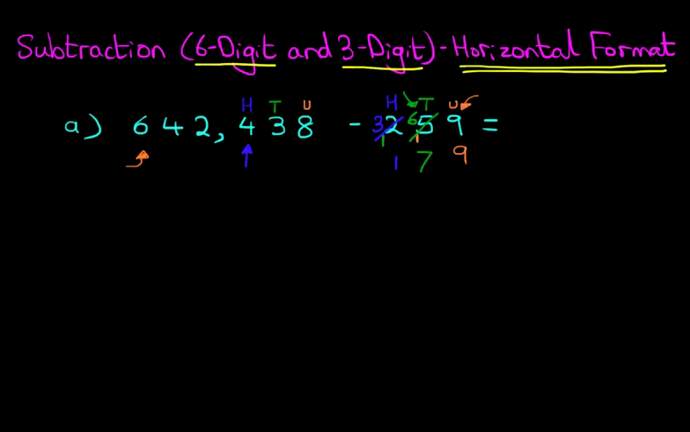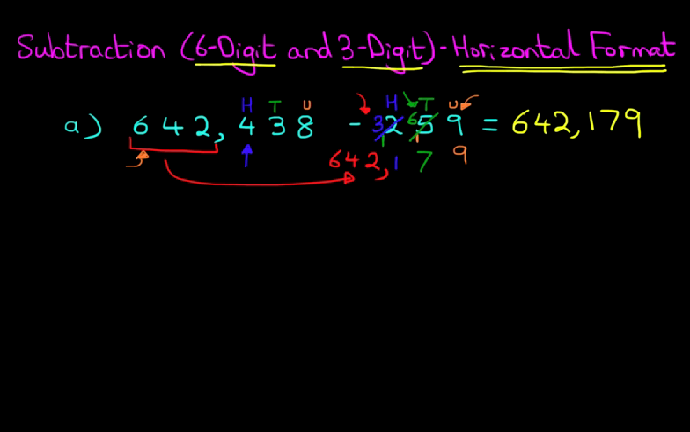Now as for the other digits over here, the 642,000, because there are no thousands, these we simply move across and write over here. So we can say 642,000, and the rest of the number is 179. So let's write that down. 642,179. So the last 3 digits have changed. The 642 has not changed.